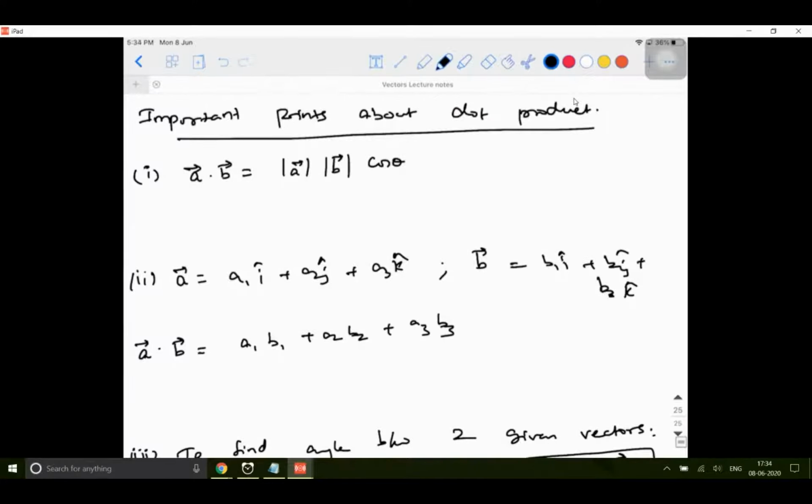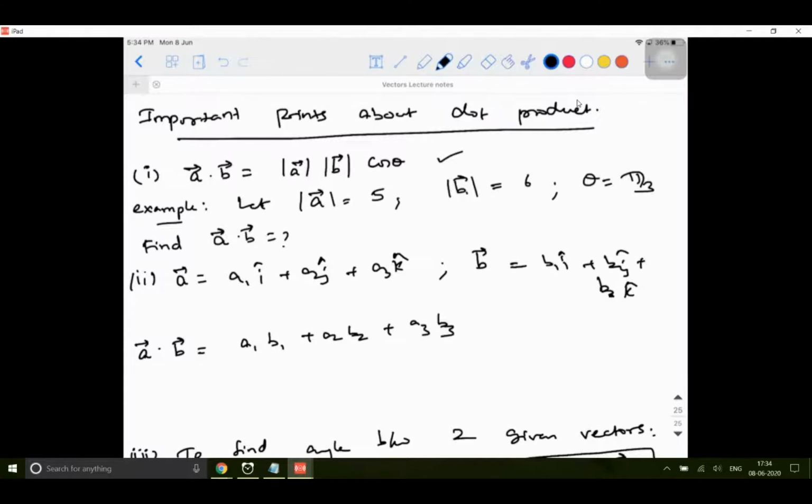Okay, listen. For you to apply this kind of formula, what are they supposed to give you? I will take an example, make a note of it. Let magnitude of A vector be 5, magnitude of B vector be 6, and theta be pi by 3. I hope everybody knows what pi by 3 is. It is 60 degrees. Find A vector dot B vector. Okay, this is the first problem.